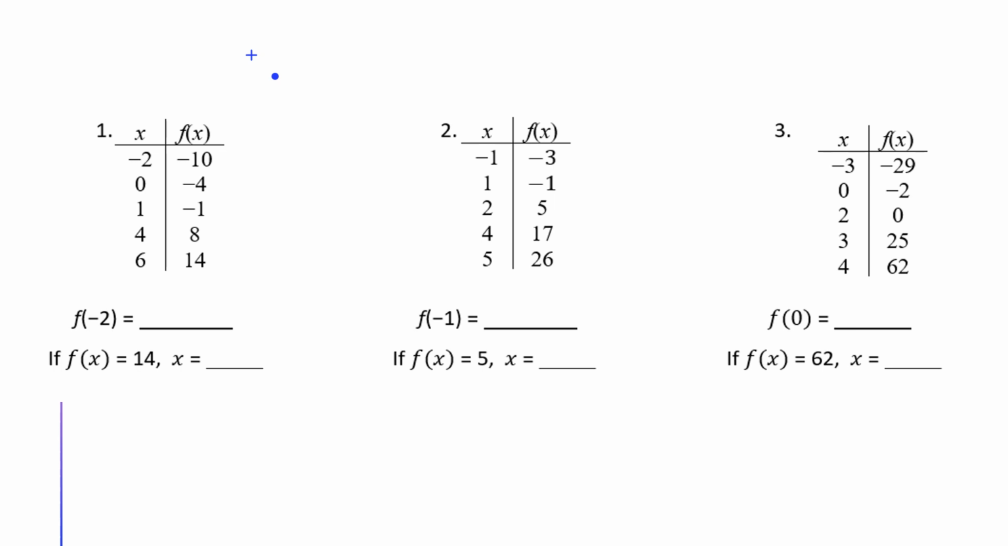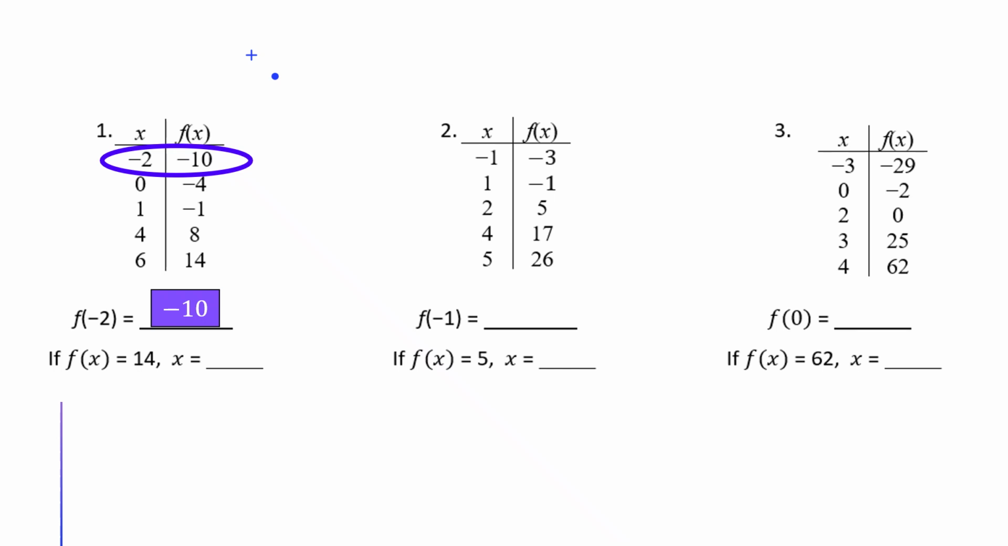Now let's take a look at these tables. These tables are functions. Notice there are no repeating x values there. Every x value has one specific y value that it goes with. We are asked to find f of -2 for that first table. Well, -2 is an x value. So we look at our table, figure out where x equals -2, and what the function value is at that point. It's this one right here. So when x was -2, the function value was -10. So f of -2 is -10.